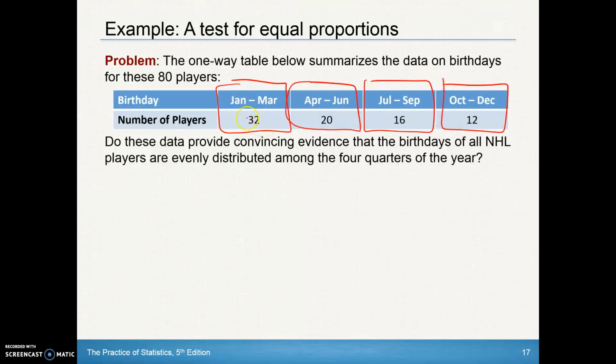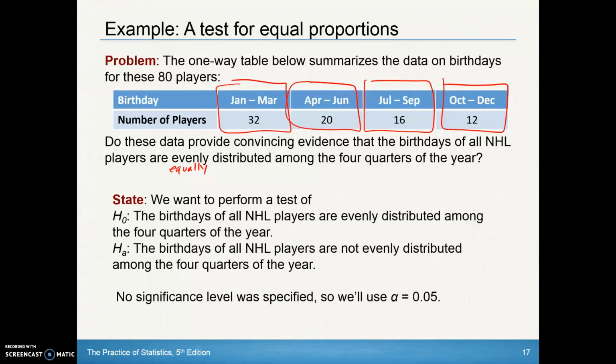So initially it does look like there are more players with earlier birth dates than those with later birth dates. But the question is, do these data provide convincing evidence, or statistically significant evidence, that the birthdays of all NHL players are not evenly distributed? And one of the words we might want to think of is equally distributed among the 4 quarters of the year.